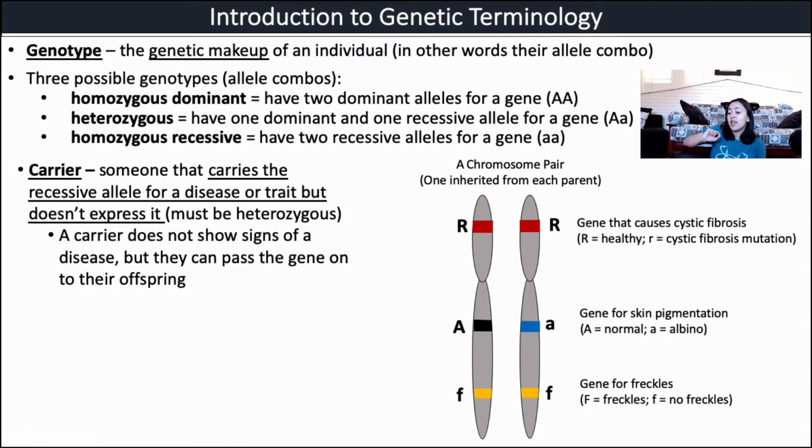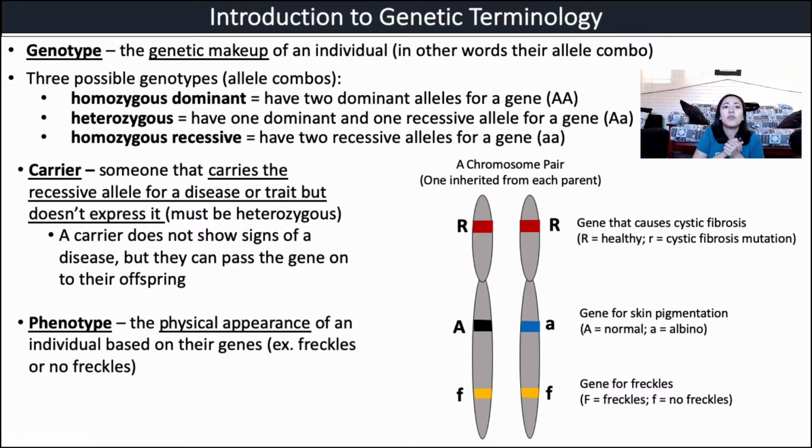Let's say two parents are carriers of a disease. Both these parents don't actually have the disease, but if each parent gives their child the recessive allele for that disease, then their child could actually inherit and express the disease.